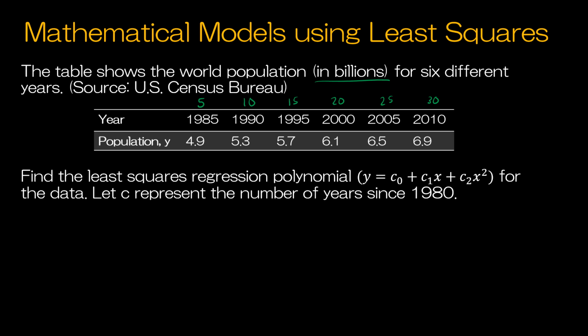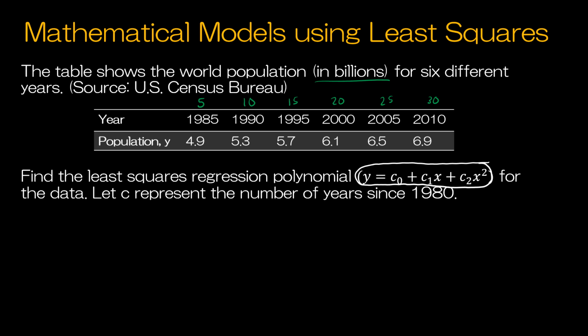We want to find the least squares regression polynomial. Now, we might not know if this is going to be a linear model or a quadratic model or a cubic model. Typically, you would go ahead and plot those points first and see what the data looks like. And then you could say, that looks fairly linear. Let's go ahead and find a linear regression model.